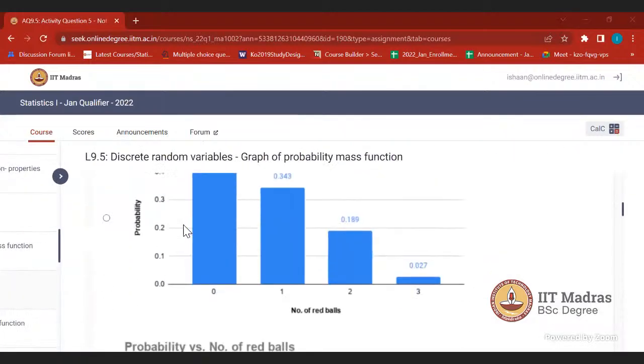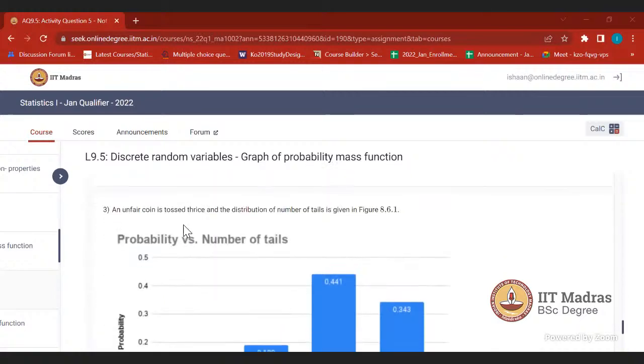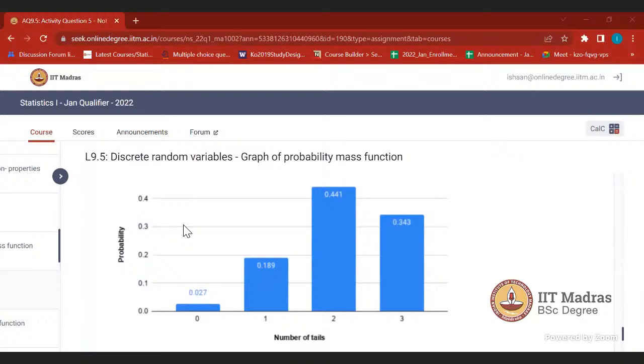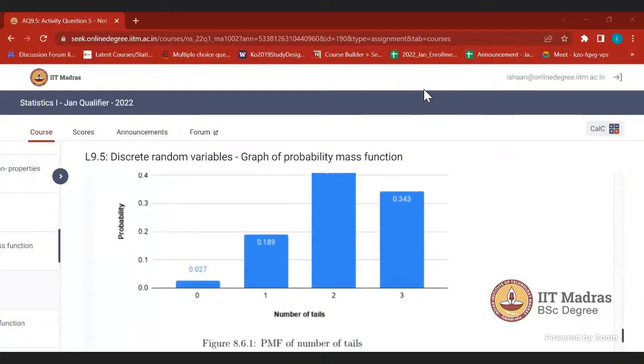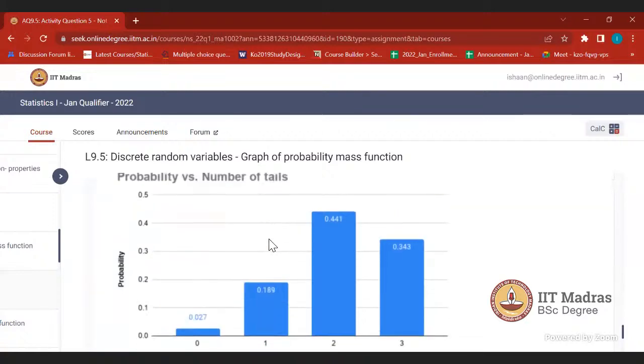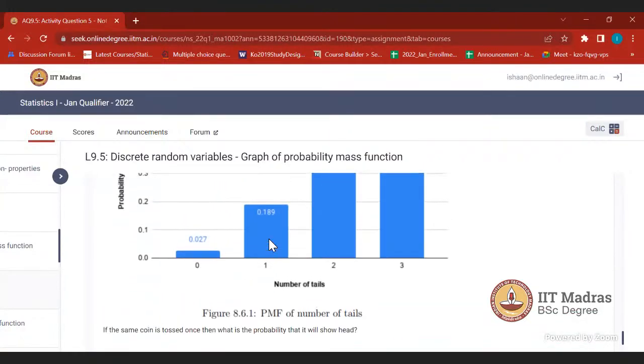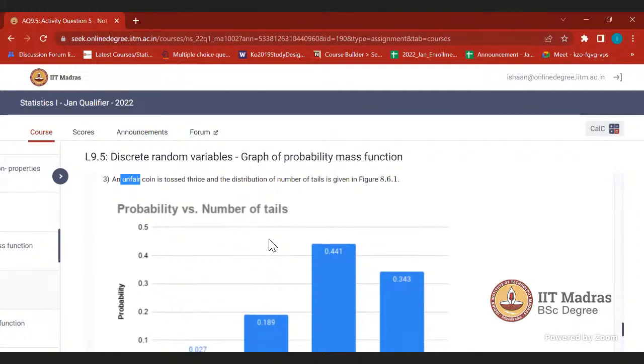Question number 3. Okay. How did you approach this one? So in this question, in the beginning, it is said that it is a fair coin. Unfair. So it is an unfair coin. Yeah, so it is asking how do we find the probability of an unfair coin? I know for a fair coin, it is a half of getting a head or a tail.